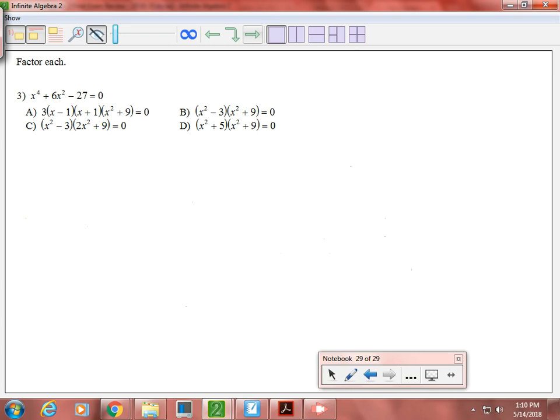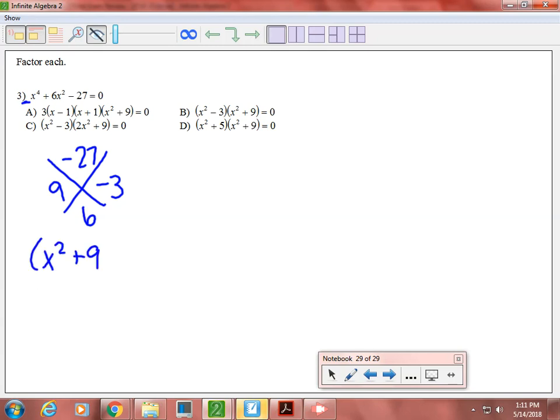Number 3, I want to factor this. So I know that my a value on this is technically 1. So I'm going to try and say what multiplies to negative 27 that adds to 6. Well, what does that is 9 and negative 3. The only difference on this is that this is to the fourth, so it's going to be x to the fourth. Well, I guess when we put it in parentheses, we're going to say x squared plus 9 and x squared minus 3. And then you're going to see if you can factor that down anymore, which we can't. So this is our only option, which means our answer is going to be B.